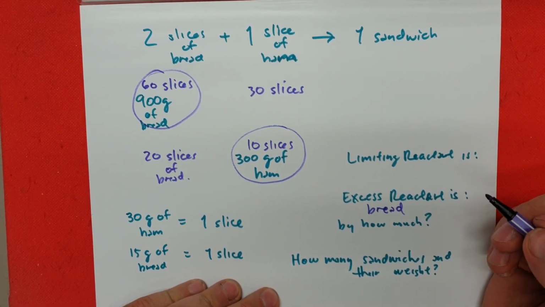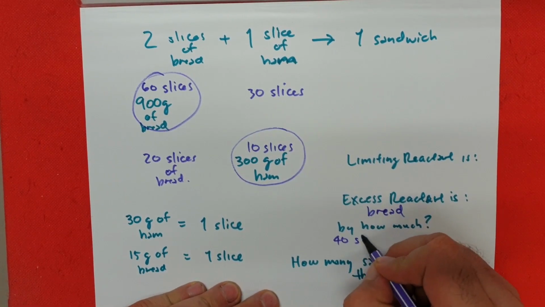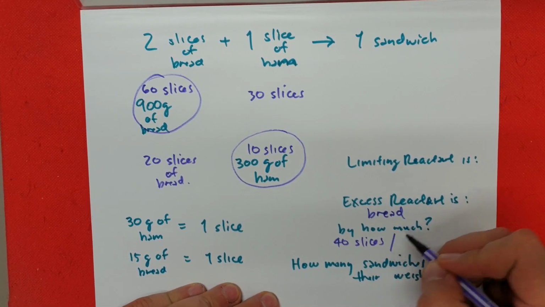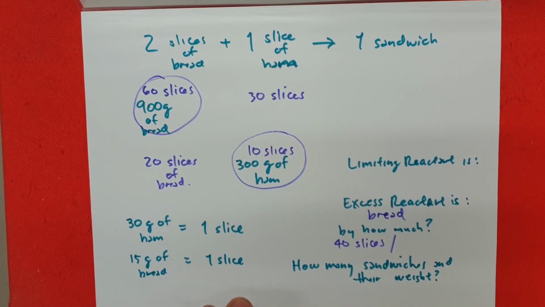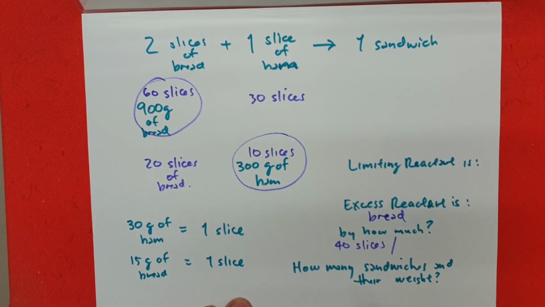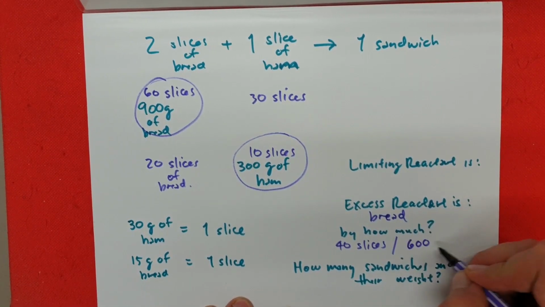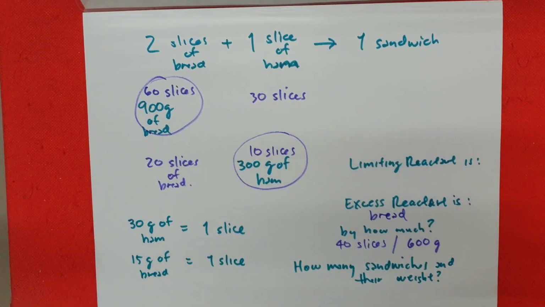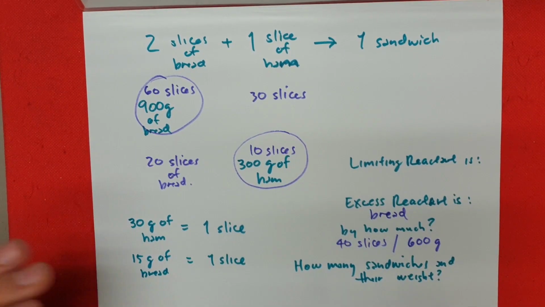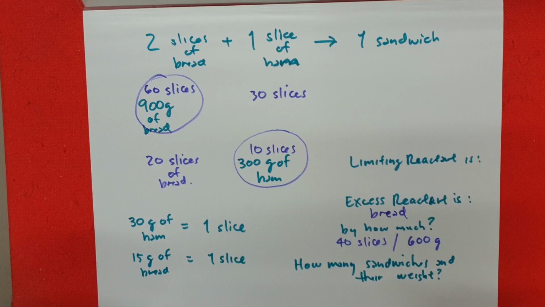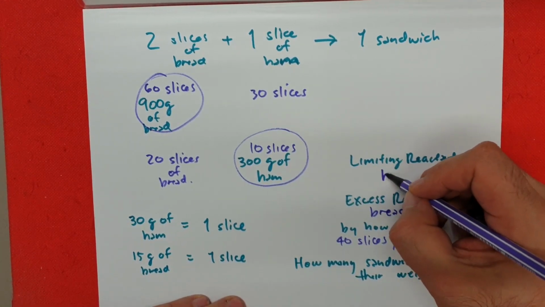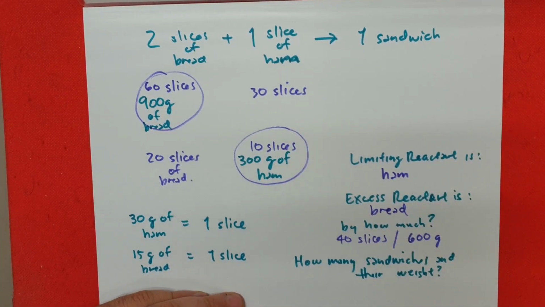And by how much? By 40 slices. And if we're very specific, 40 slices times 15, which is how much? 600 grams is going to be left over. So there's going to be a lot of bread left over. So if bread is the excess reactant, the limiting reactant, of course, is ham, which we already proved.